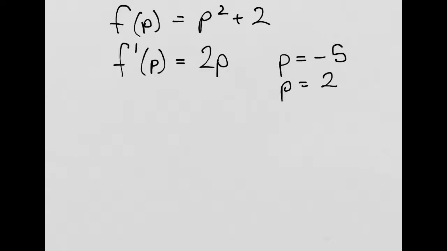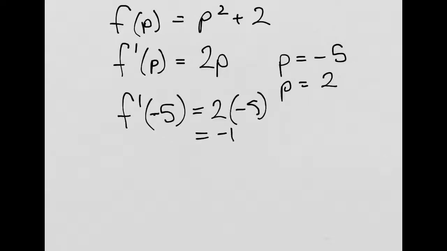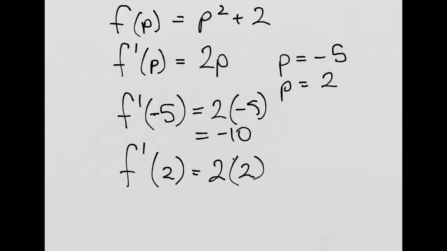So now we can just put that into the derivative, which is f prime of minus 5 equals 2 times minus 5, which is going to be minus 10. And then we'll put that in at f prime of 2 equals 2 times 2, which is going to equal 4.